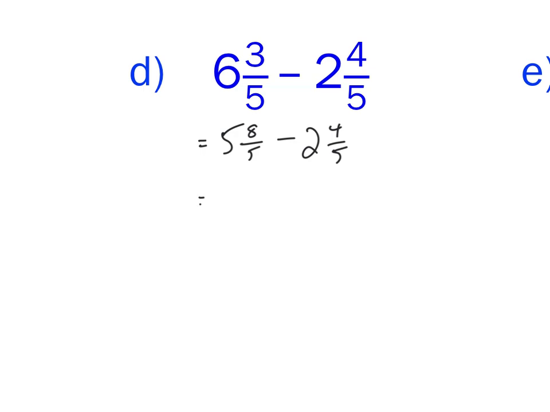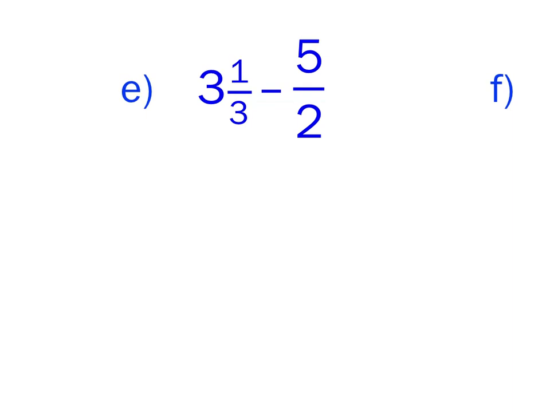That doesn't change. Once we do that, then it's not so bad because 5 subtract 2 is 3. 8 minus 4 is 4. So the answer is 3 and 4/5. Can we simplify that? No. All right, next question. Here we go.